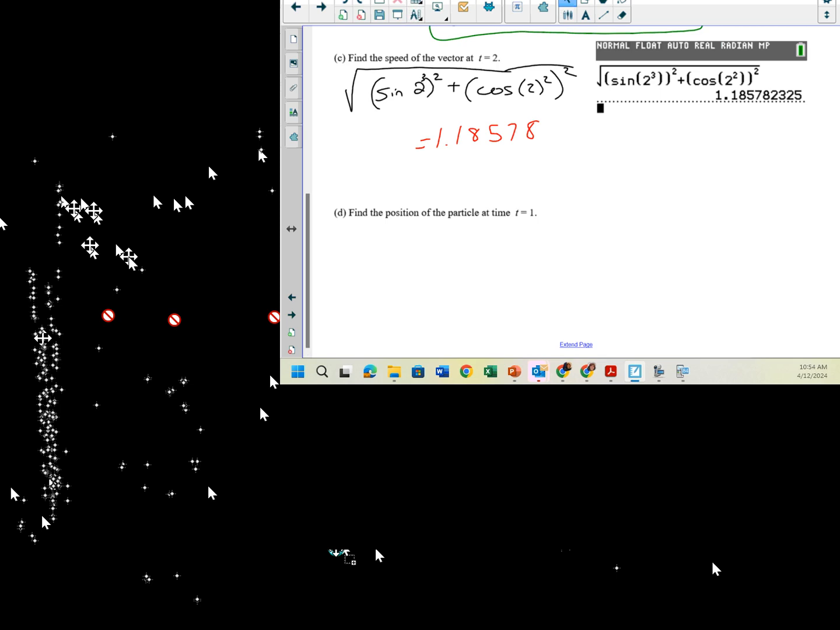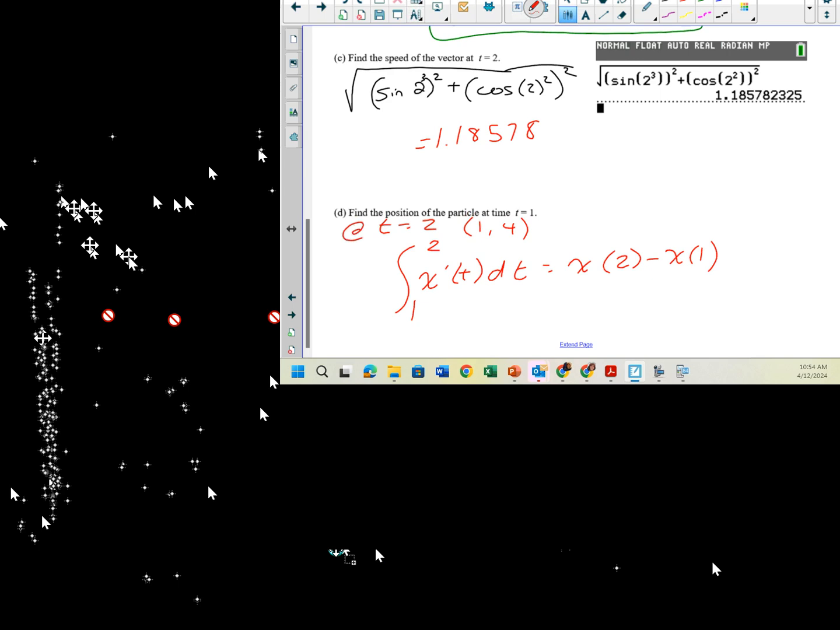Position particle. I know at t equals 2, I have the ordered pair (1, 4). If you integrate x prime of t dt from 1 to 2, do you agree that gives me x of 2 minus x of 1? Everyone okay with me saying that?